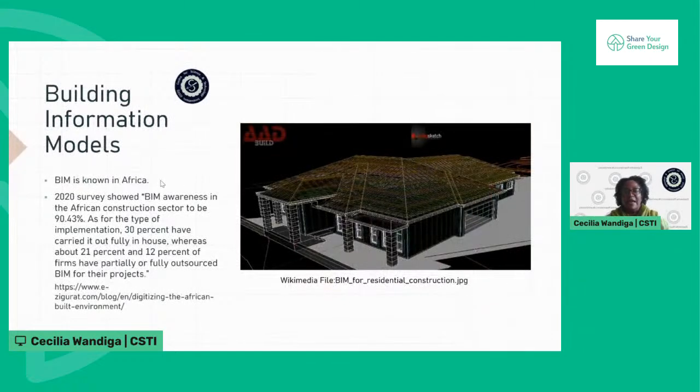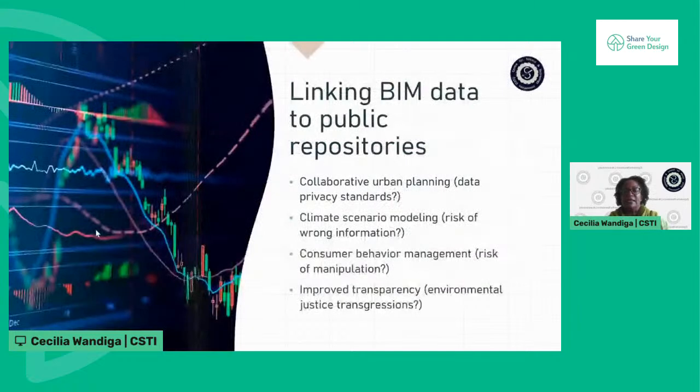The way to capture that data, share it and analyze it is by looking at building information models, which are not new to the African sector, which is good. You can see here there's already been a survey from 2020, and it shows a high level of awareness: 90.44%, almost 91%, have looked at and know how to use the building information model for design and for construction.